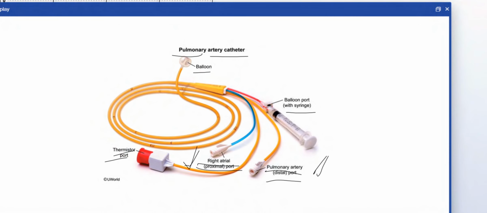So this is a pulmonary artery catheter, which has a balloon and a balloon port with a syringe. Then we have the right atrial proximal portion, that is the right atrial port. Then we have the pulmonary artery, that is the distal port, and with that we have the thermistor port.